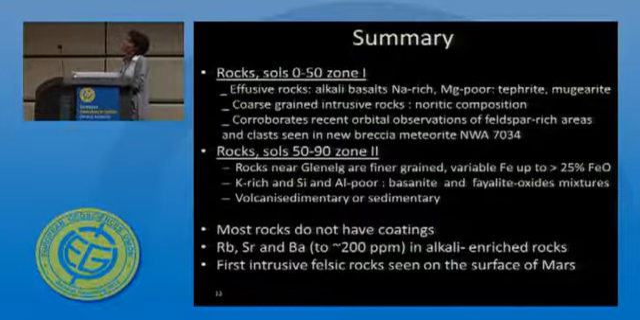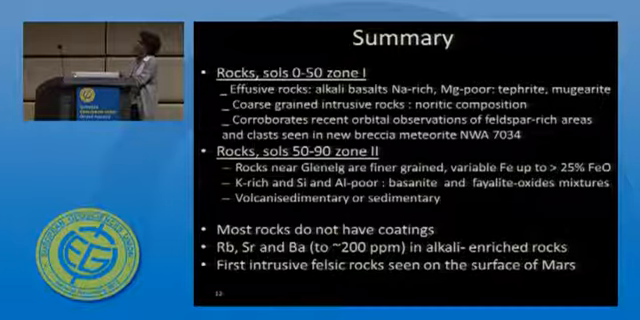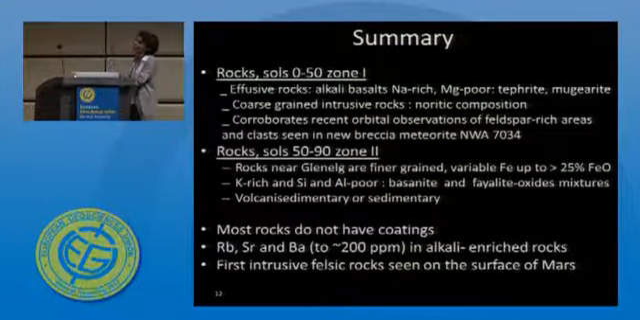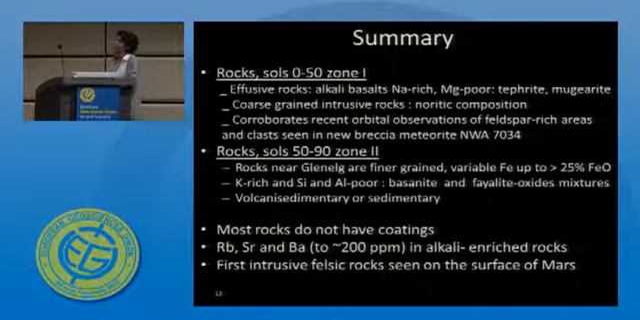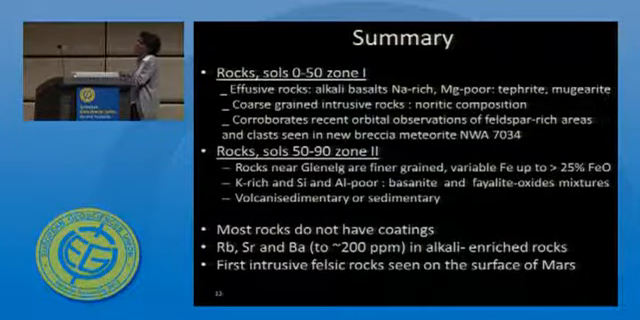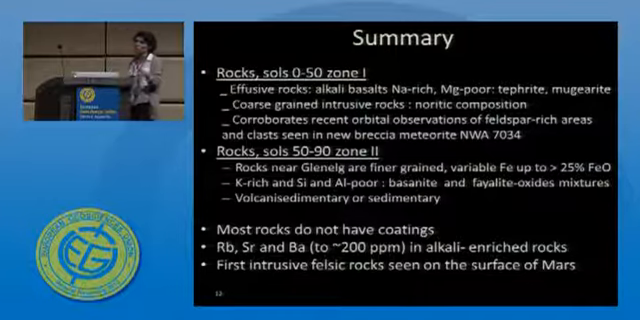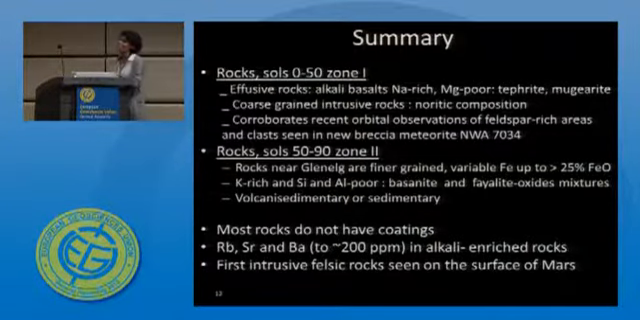In the second zone, we find a completely different kind of association. The rocks are finer grained. They are very enriched in iron, up to 25%. They are potassium-rich, silicon and aluminum poor. Some of them are basanite. Some others could be a mixture and concentration of phthalate and oxide minerals. Inside the MSL team, at the moment, there is a big debate about whether this kind of rock in the second part of the traverse is volcanosedimentary in origin or purely sedimentary.